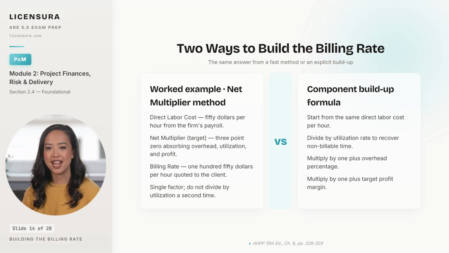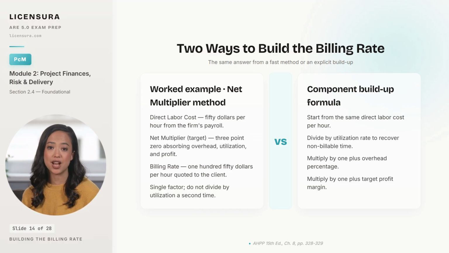The common mistake is to take the multiplier and then divide by utilization a second time, which overbills the client by a factor that looks reasonable, but isn't. The right column is the explicit buildup. Start from the same direct labor cost, divide by utilization to recover non-billable time, multiply by 1 plus overhead, then multiply by 1 plus profit. The 2 methods produce the same answer when the multiplier reflects actual overhead, utilization, and profit goals. If they diverge, your multiplier is no longer calibrated to the firm's actual economics, and the rate it produces is no longer protecting the margin.